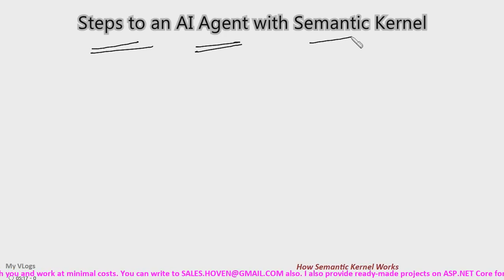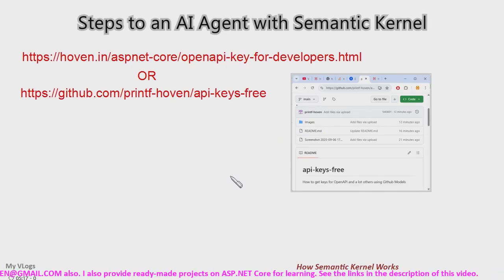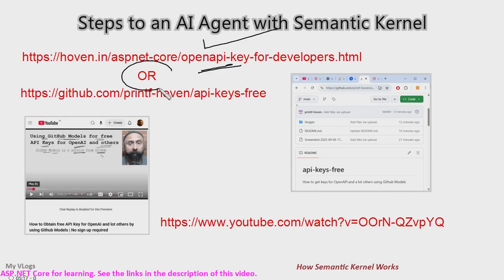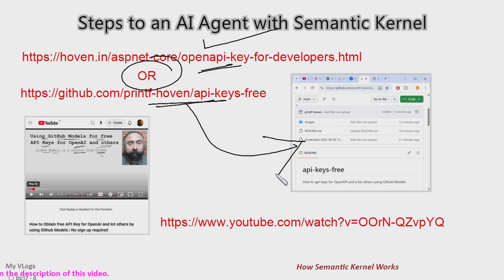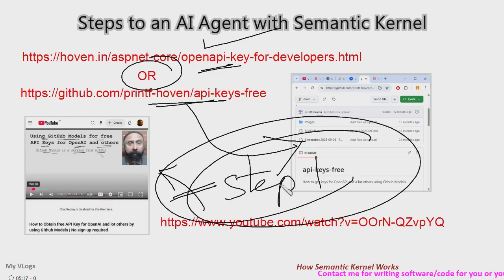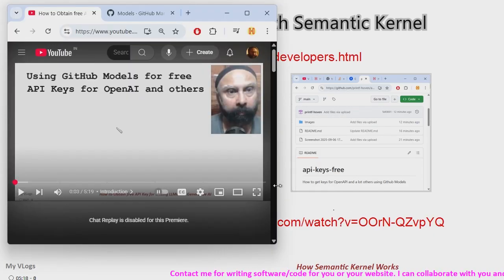Steps to an AI agent with Semantic Kernel. We'll see the programming part, like how to give commands. So first of all, you will need keys for your OpenAI API. You can go to this link or you can see this. This is what you will see there. You can see this video also. All the links are in the description. So this is the first step, that you will need to get your keys and everything required.